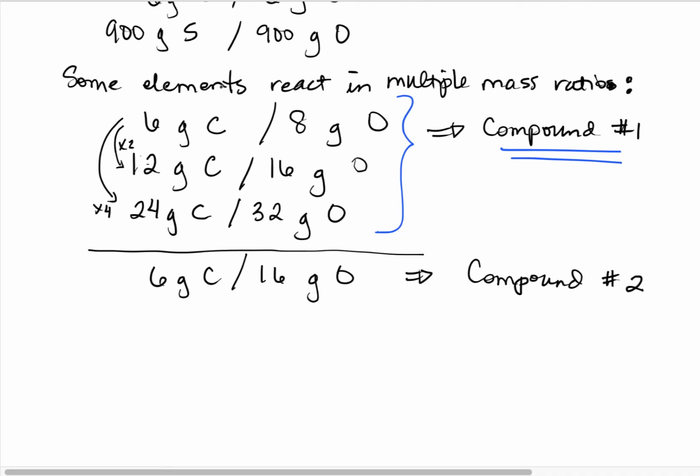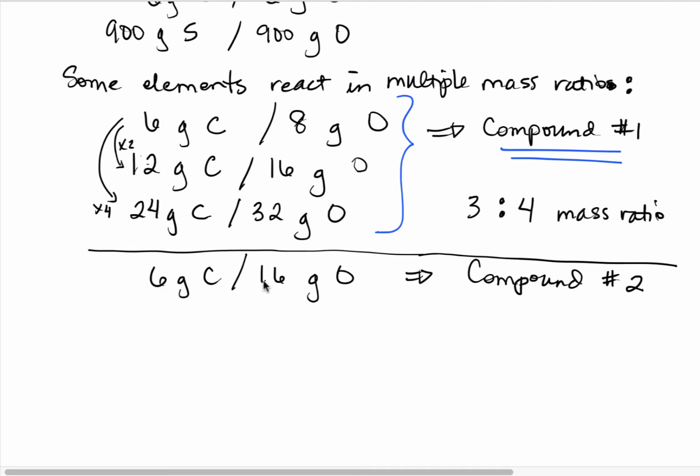So in this case, we have a mass ratio that's like 1 to 1.5 or something like that. Is that right? Let's see. No, not quite 1 to 1.5. This is 6 and this is 8, so that would be 3 to 4 mass ratio for this compound number 1. And you don't need to remember the mass ratios. I'm just trying to illustrate this.